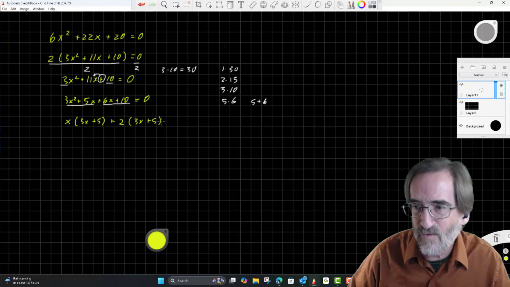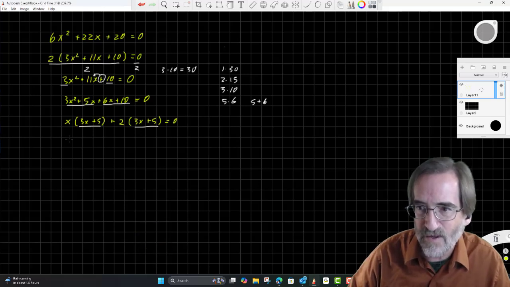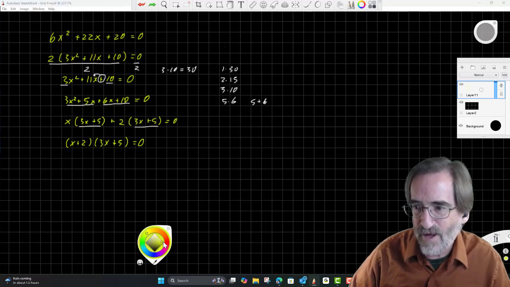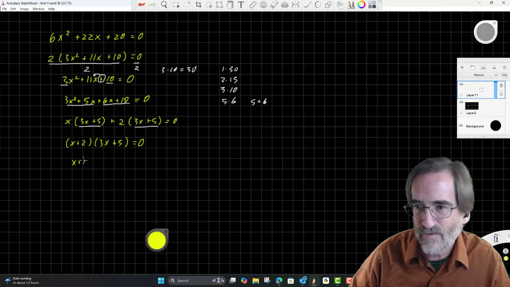Now you realize, by the way, that you're stuck if you don't have a common factor between the two, but we've got both binomials being the same. 3x plus 5, 3x plus 5. So we're going to factor out a 3x plus 5, leaving x plus 2 times 3x plus 5 equals 0. So using the zero product property, either x plus 2 equals 0, or 3x plus 5 equals 0.